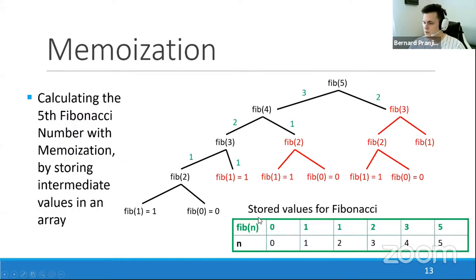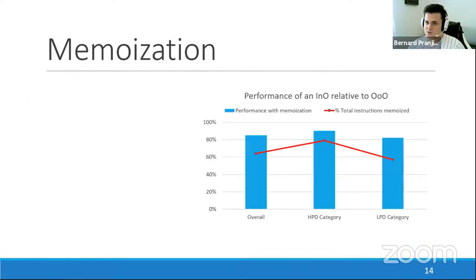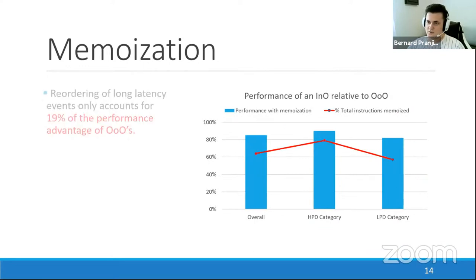And this is how it would look if you were to use memoization. So you would store values for previously calculated steps in an array, and you can reuse them. So all these red parts, you will have to calculate them, and the tree grows much smaller. So you can imagine if, let's say, you have to calculate the only Fibonacci number, this is much more efficient. And this is also the case when it comes to the schedules that are created on the out-of-order core.